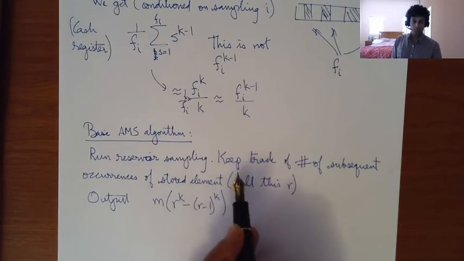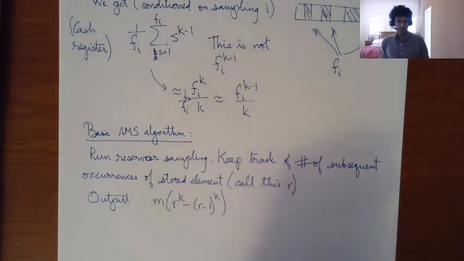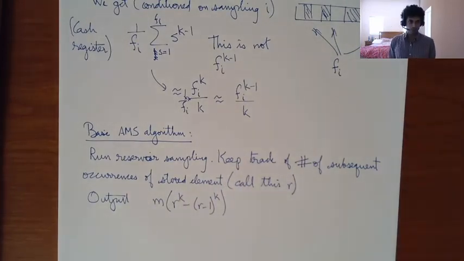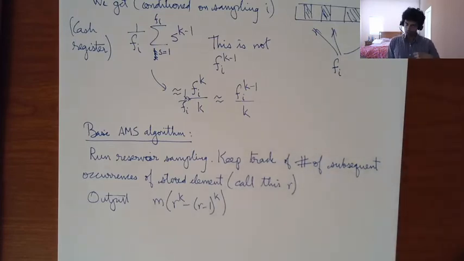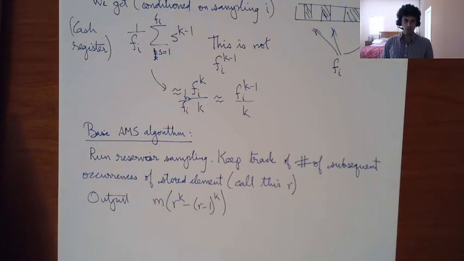Hopefully this makes sense. Now, when you do reservoir sampling, your sample might change. And if your sample changes, then you just forget about whatever you saw so far. So now it just starts afresh. And then you track subsequent occurrences of the stored element. Okay, so does this make sense? Questions?